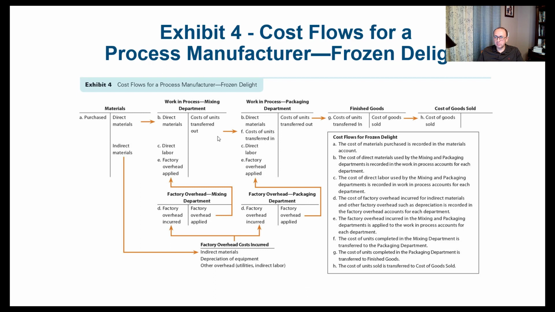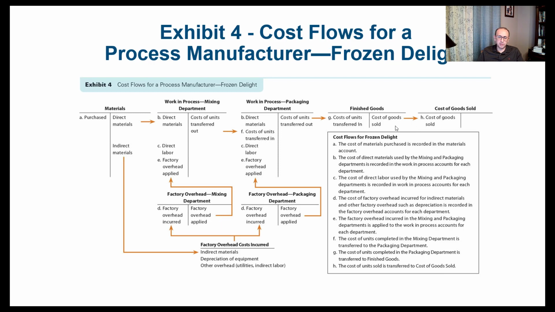So notice here, this is the only thing that's transferred from one department to another. And then in G, the cost of units completed in the packaging department is transferred to the finished goods. That would be in the form of cost of units transferred in, and that would be credited to the work in process of the packaging department. And then the last thing, the cost of units sold is transferred to cost of goods sold, and this is where we debit the cost of goods sold account and we credit the finished goods.